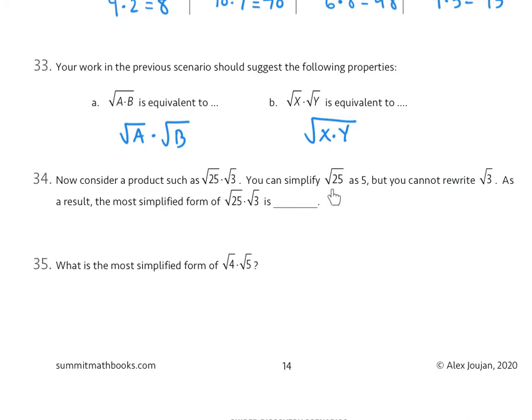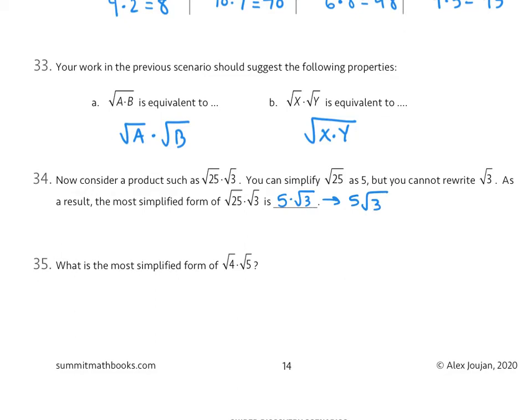You can simplify the square root of 25 as 5, but you cannot rewrite the square root of 3. As a result, the most simplified form of the square root of 25 times the square root of 3 is 5, and then times the square root of 3, which we can actually write as 5 root 3. Without a dot there, the multiplication is still implied.